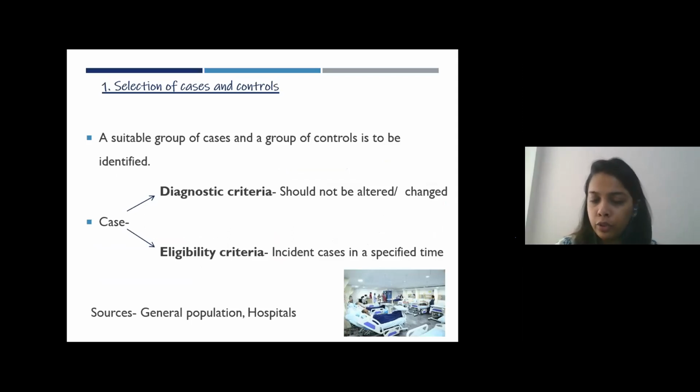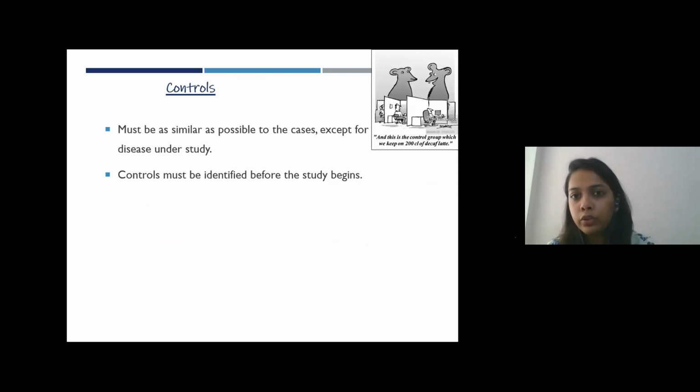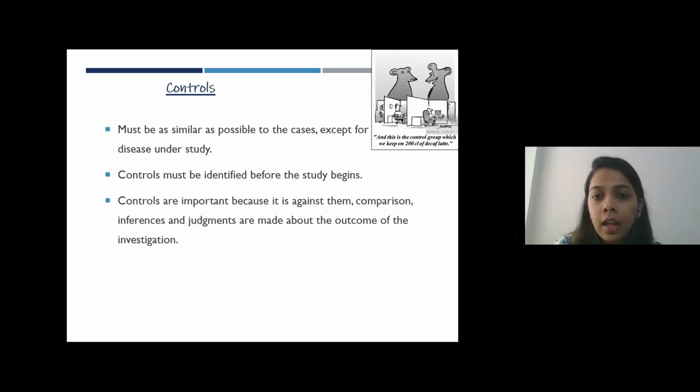Your source can be from the general population or from the hospital, and the controls should also be from the same population, and they must be as similar to the cases as possible, except they shouldn't have the disease which the cases have. That is what you're trying to study, right? Whether a previous exposure has resulted in the development of the disease or not. And again, it can be the same thing.